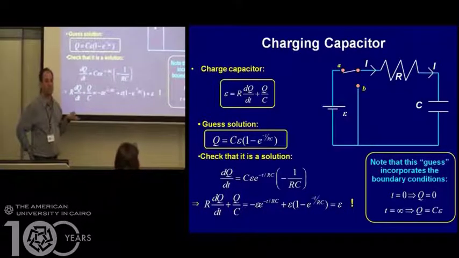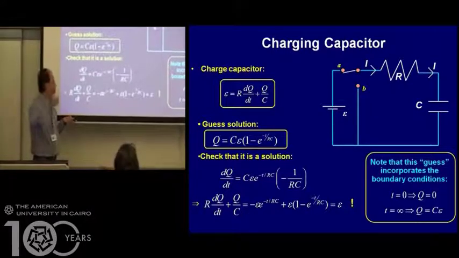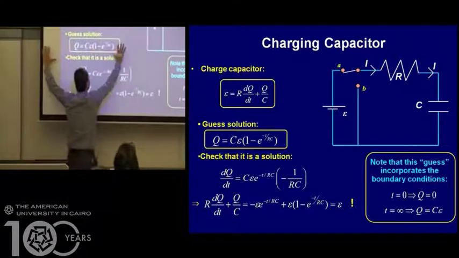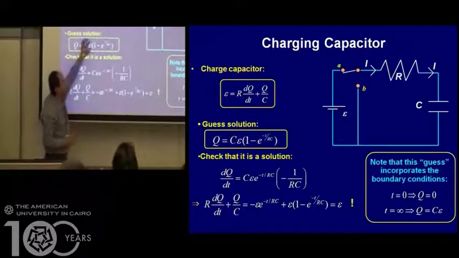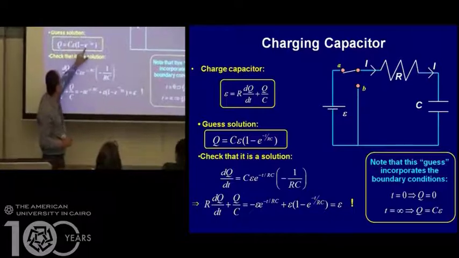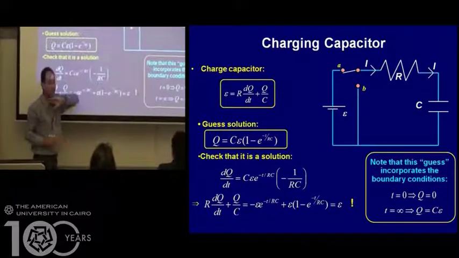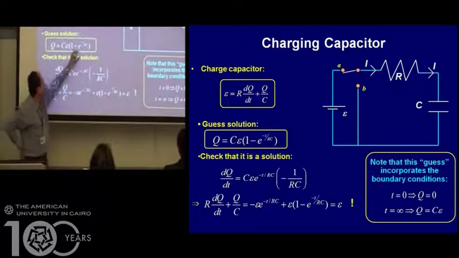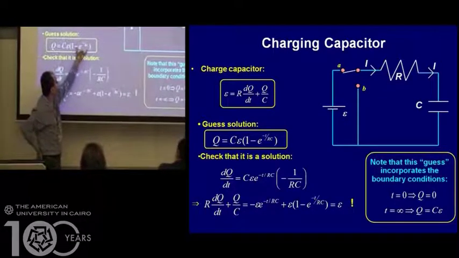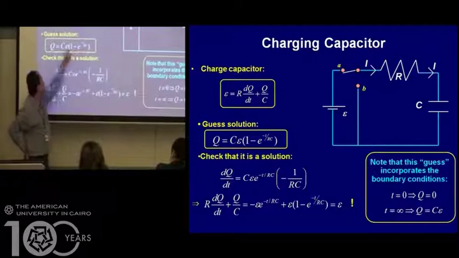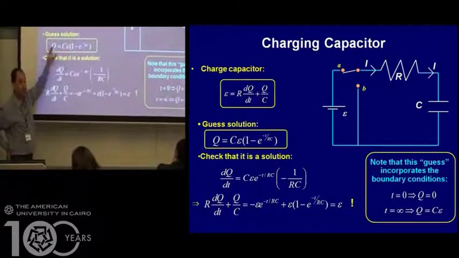The only thing is you have an E in here, and if you solve that equation, you get this solution: Q equal to Q maximum, that's C times E, times 1 minus e to the power minus t over RC. Now let's examine that equation. At time equal to 0, this value is 1. 1 minus 1 is 0 times anything, the charge on the capacitor is 0.